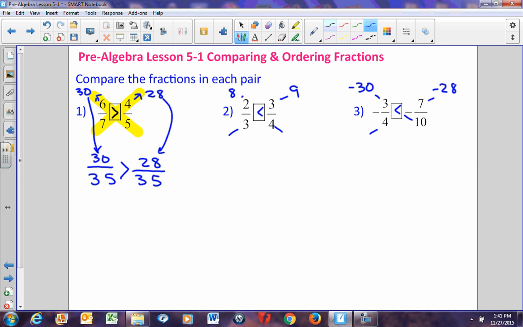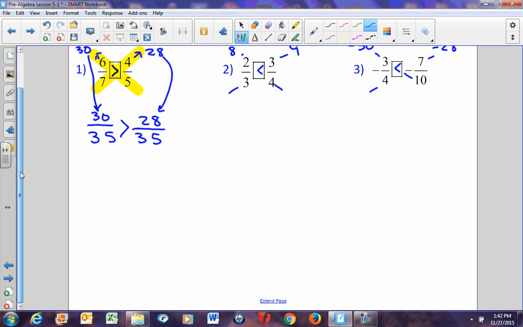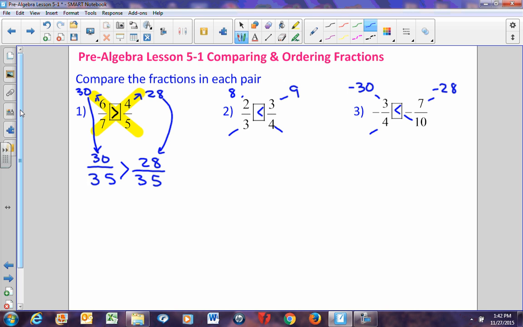Okay, so there's different ways of comparing fractions. You can find a common denominator and compare the numerators, or you can use a little trick I showed you here. The little trick with multiplying up only works with 2 fractions. You can't do it with comparing and ordering 3 or more fractions. Okay, so if you have to compare and order more than 2 fractions, you need to make sure that you find a common denominator. And that is comparing and ordering fractions.